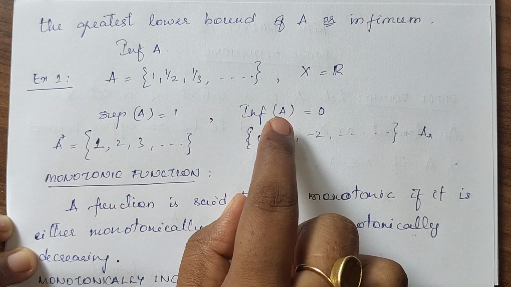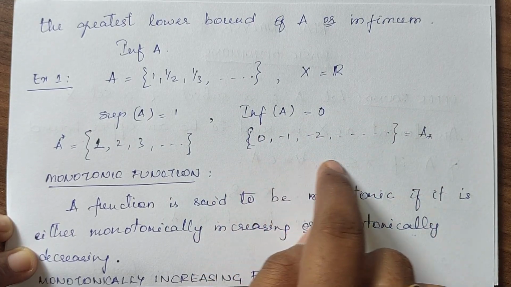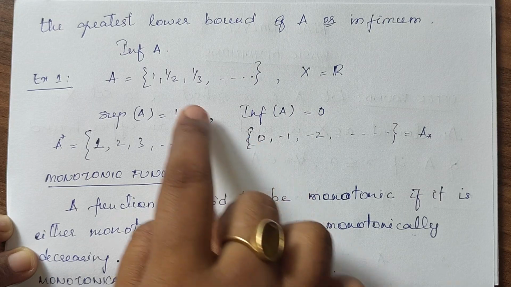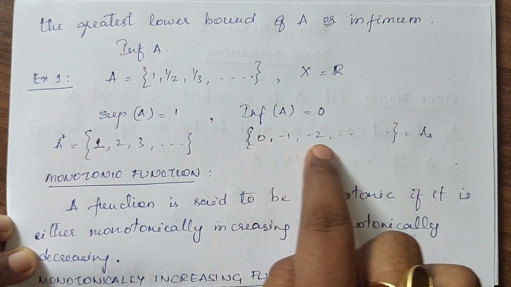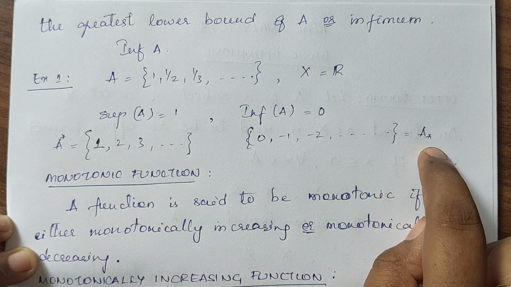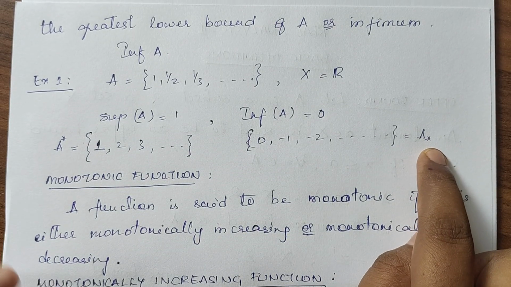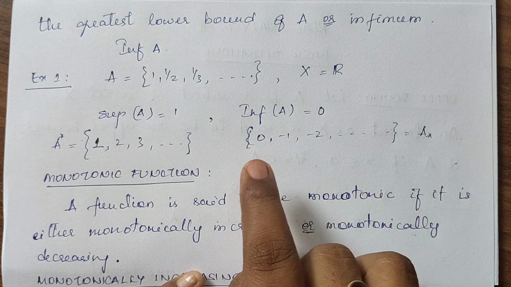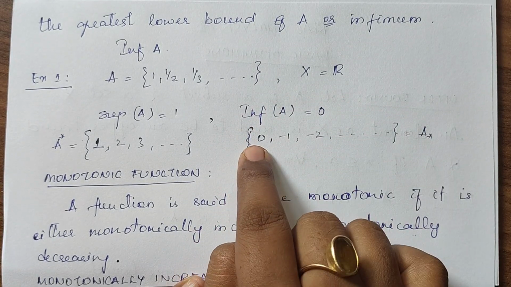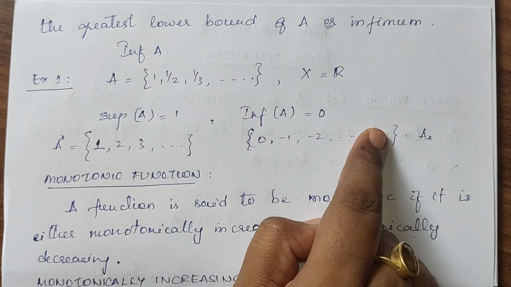And when I am calculating the infimum of A, I will take the set of all lower bounds. All the lower bounds of this set, I have denoted by A subscript star. And here the greatest of all lower bounds is 0. So here the infimum of A is 0.